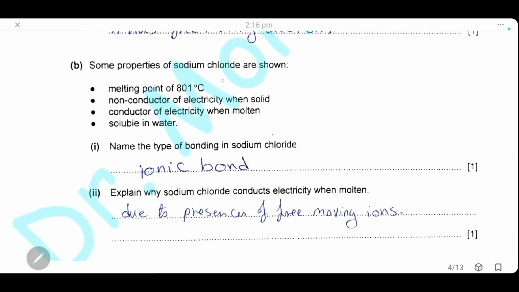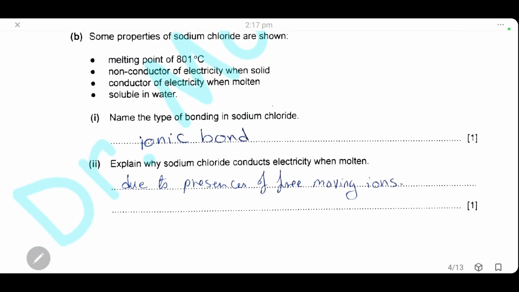Here we have some properties of sodium chloride. It has a high melting point. It cannot conduct electricity when solid, conducts electricity when molten, and it is soluble in water. Name the type of bonding in sodium chloride. Of course, it's ionic bonding, formed between a metal, which is sodium, and a non-metal, which is chlorine.